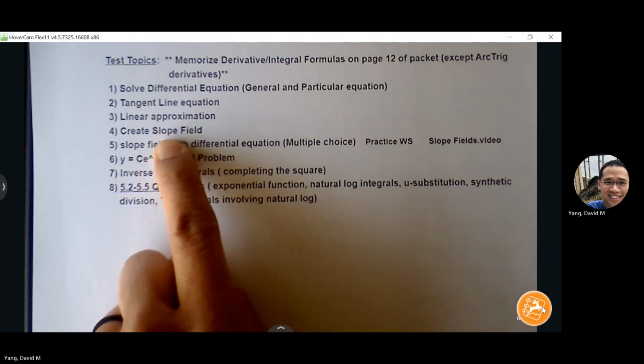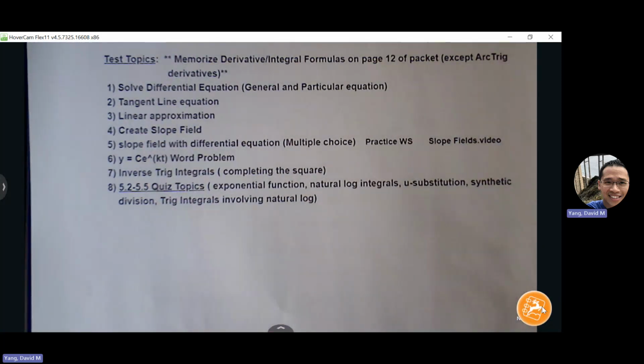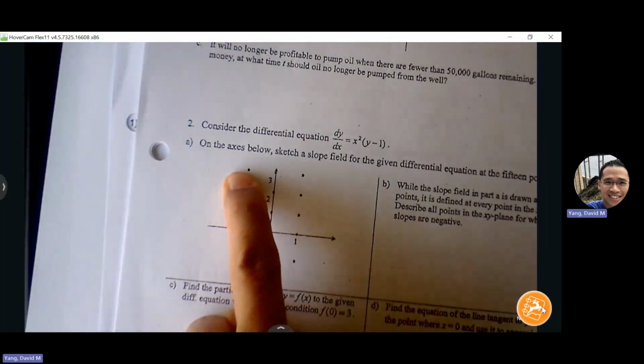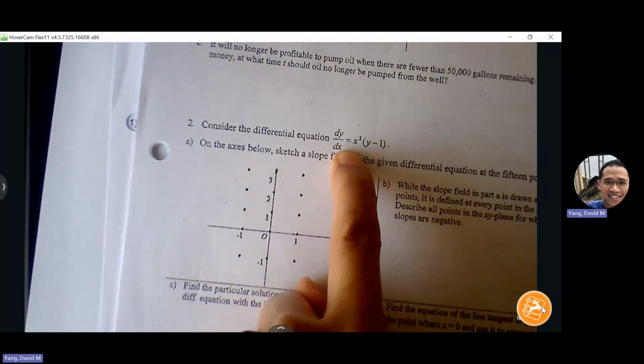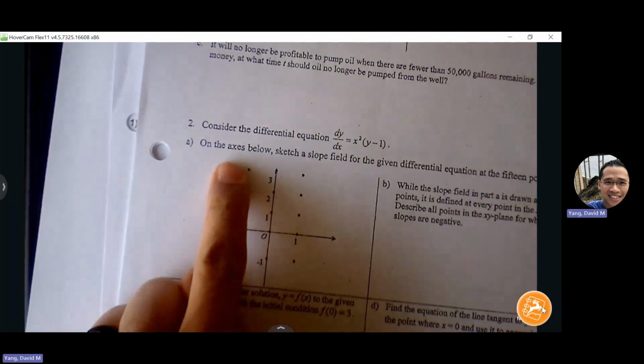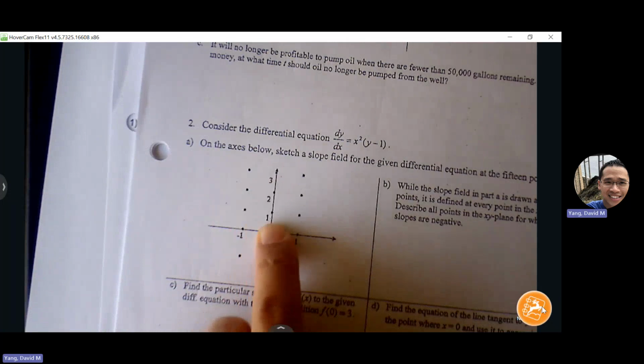Creating slope fields. I think we did that last Friday, where you're given a set of ordered pairs, you identify the location of that ordered pair, plug into your differential equation, and then you're either going to draw a positive slope segment, a negative slope segment, zero slope, or what's undefined. Undefined will be what? Leave it blank. Yeah, leave it empty. If you do a vertical line for undefined, then that's considered incorrect. So if it's undefined, you just leave it blank.